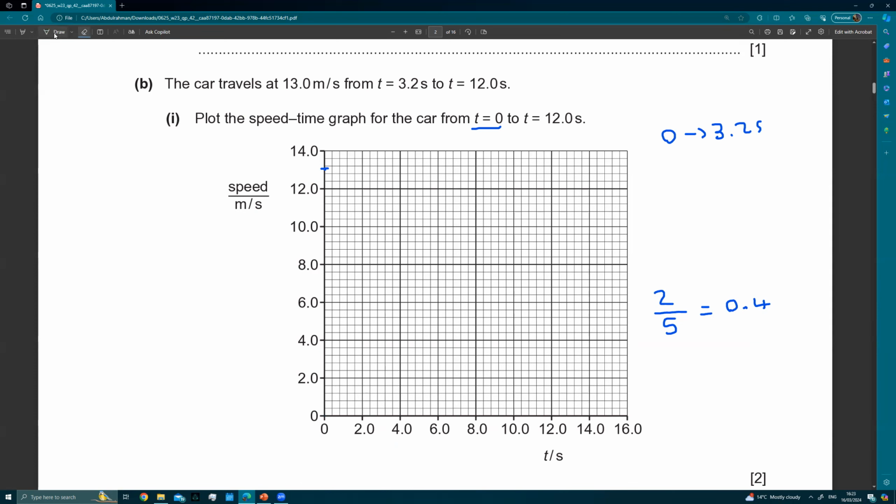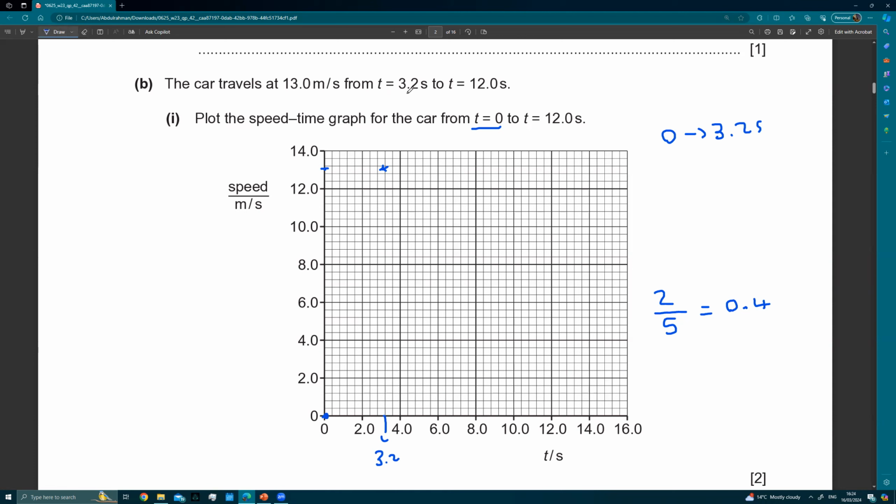So that means each little square is worth 0.4. Okay, so if each little square is worth 0.4, this will be 2.4, this will be 2.8, and then finally this will be 3.2. And I know that 3.2 seconds later, my speed was 13. So if I just go up here, and then I'm going to mark the point X over here. So at time t equals 0 seconds, your speed was 0. And at time t equals 3.2 seconds, your speed was 13.